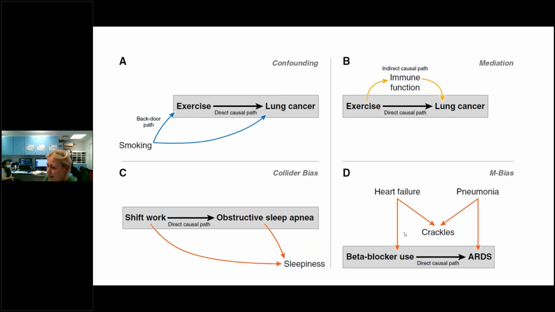Same with having crackles in this one. This is an M bias diagram. Having crackles is in there, but it's not a confounder. The confounder is the smoking, isn't it? Any questions about that? Any questions about what confounding is?